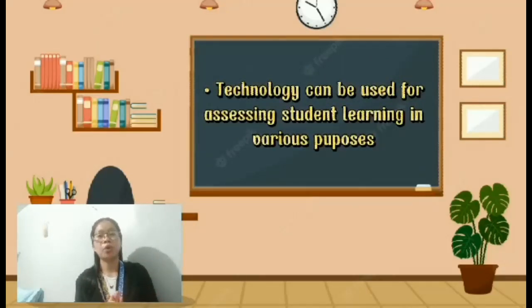Technology can be used for assessing student learning in various purposes. By using technology in managing assessment information, data can be presented in different ways to meet the needs of the students, teachers, and administrators. An electronic examination, which is also called computer-based assessment, computer-based testing, or e-exam, is a test conducted using a personal computer or an equivalent electronic device, in which the delivery or the responses and the assessments are effected electronically.